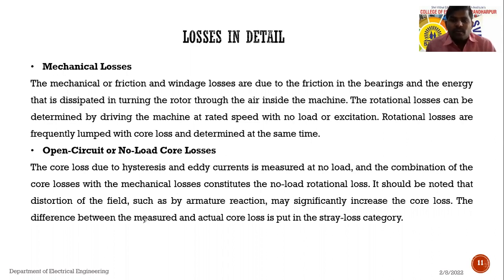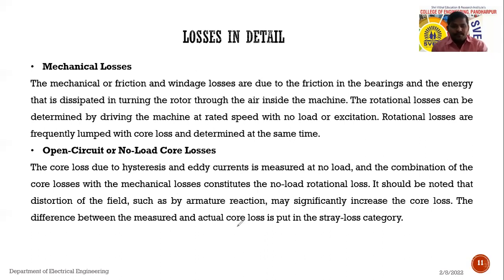The core loss can be divided into two types: hysteresis loss and eddy current loss. It is measured at no load condition, and the combination of these two losses we call the core loss. The core loss with the mechanical losses constitutes the no load rotational losses. It should be noted that distortion of the field, such as by armature reaction, may significantly increase the core loss.